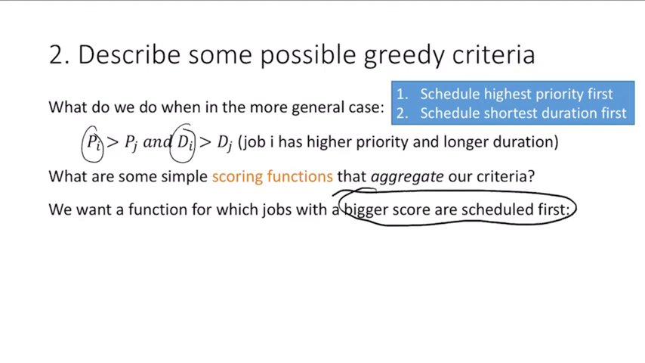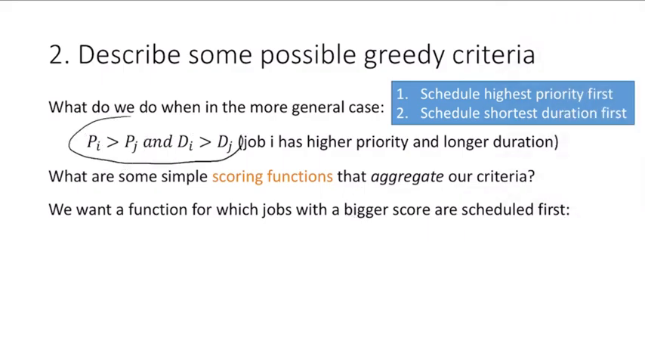So I'm going to pause the video here, and I'd like you to think of some criteria. So effectively a mathematical equation that takes in Pi, Pj, Di, Dj, and it'll show you that one of these jobs should be scheduled before the other job. And you'd want to take into account what we've already learned about jobs.